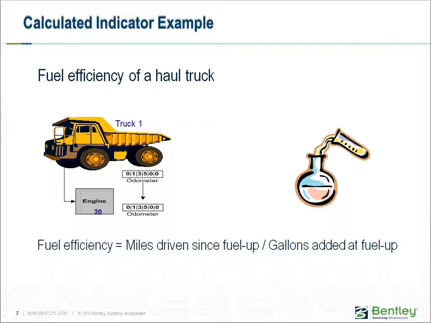Let's assume that fuel up occurs at the end of every day and that the driver doesn't run out of fuel during the day. Now that we know our calculation, we need to determine the output unit of measure. In this case, we'll use MPG, or miles per US gallon.